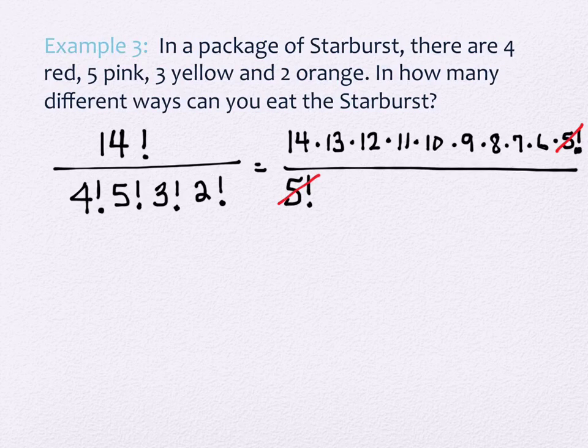Now it's not all I had in my denominator. I also had 4 factorial. So now I'm going to have to write that out because I do not have a 4 factorial now in my numerator. I had a 3 factorial, so that's 3 times 2 times 1. And I had a 2 factorial, which is 2 times 1.